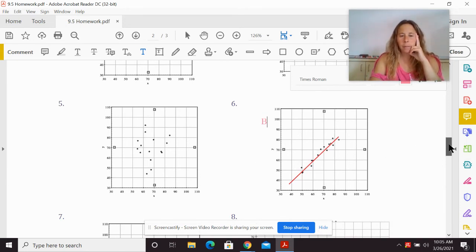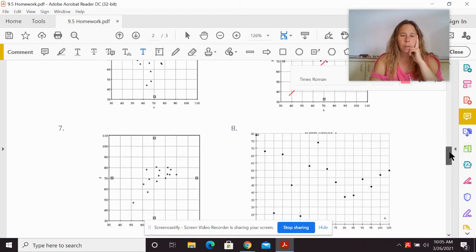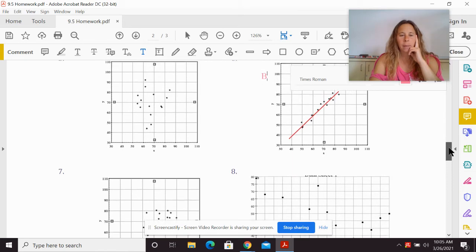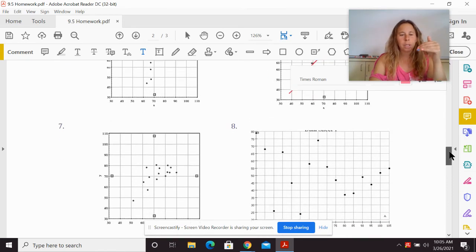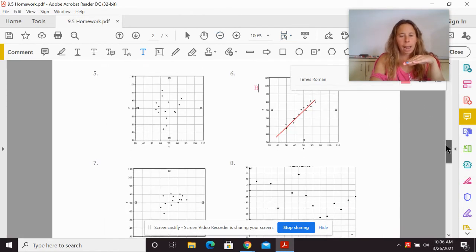So number 5, looking at it, they're definitely not close to forming a line, so it's not a very strong relationship. So I'm going to come back to that. 7, okay. So here's what you kind of have to start to do. So look at 5 and look at 7. Can I zoom out so we can see them both at the same time? Yes, I can. I have that power.